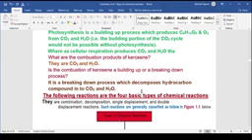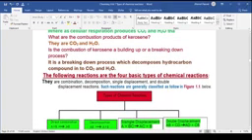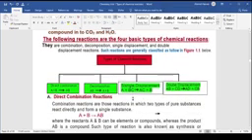The following reactions are the four basic types of chemical reactions: combination reaction, decomposition, single displacement, and double displacement reactions. Such reactions are generally classified as follows. This is figure 1.1, indicating the types of chemical reactions. This one is the direct combination of two different substances to form a single substance. It necessarily forms a single substance, therefore it is combination.